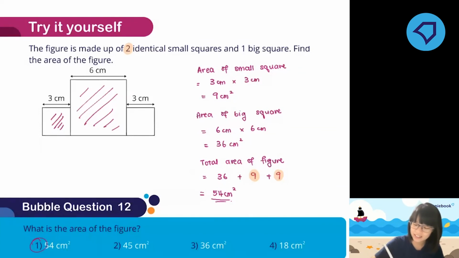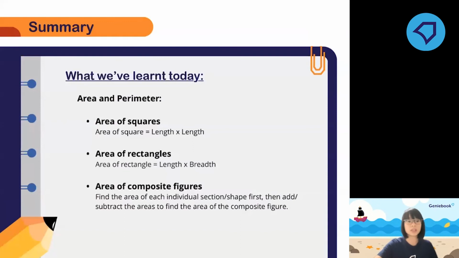All right, so for those of you who want to take down the notes over here, to take down the formula. So this is what we have learned today. Area and perimeter. Area of square would be the length times length. Area of rectangle would be the length times breadth. To find the area of composite figures, find the area of each individual section or shape first, then add or subtract them together to find the area of the composite figure.